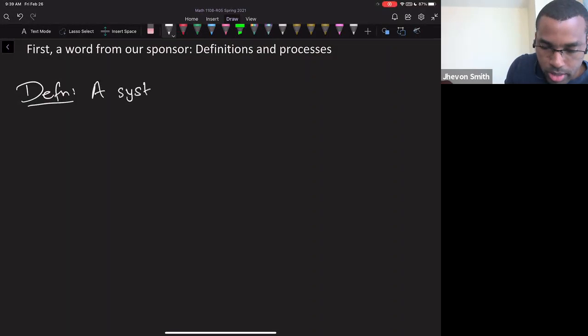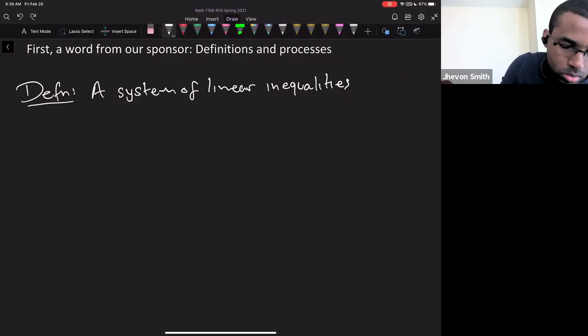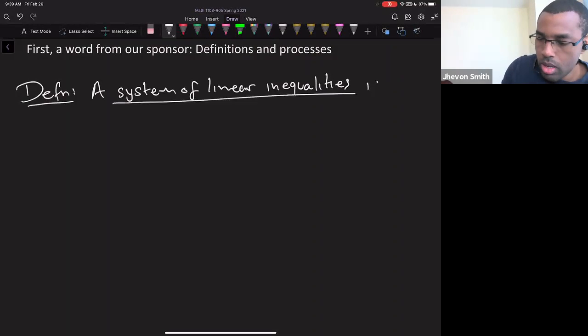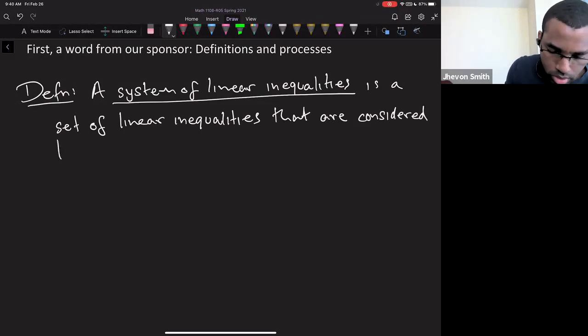A system of linear inequalities is a set of, and we'll talk about sets in a little bit more detail later, actually, linear inequalities that are considered together.